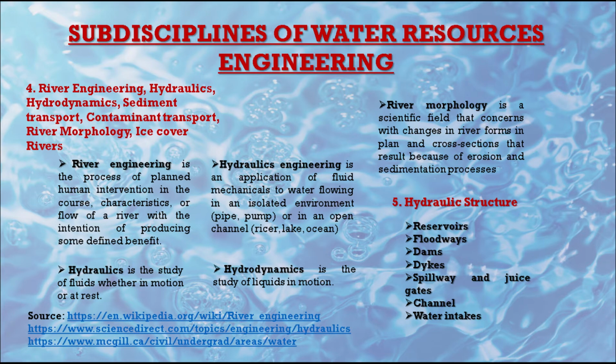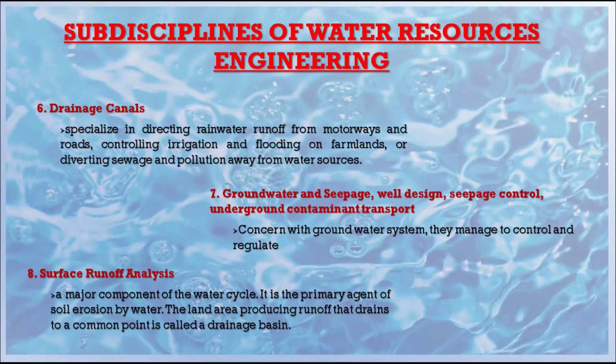So, let us recall the first 5 na na-mention kong subdisciplines. First, water and wastewater treatment plant design. Second, water distribution, wastewater and stormwater sewer system. Third, irrigation engineering. Fourth, river engineering, hydraulics, hydrodynamics, sediment transport, contaminant transport, river morphology, and ice cover rivers. And lastly, the hydraulic structure.